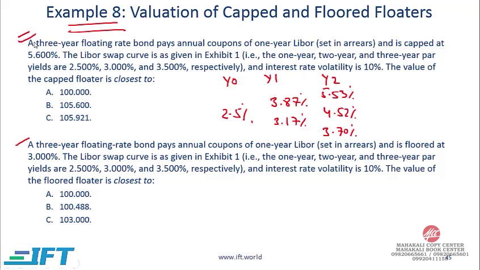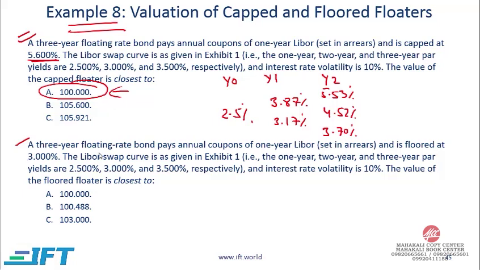The first one is actually a trick question. The cap is 5.6. That cap is higher than any of these interest rates, and therefore the cap will never be used, and the bond price then will be 100. And this again goes back to the basic point that as long as the credit risk does not change, the value of a floating rate bond at reset date is going to be par value.